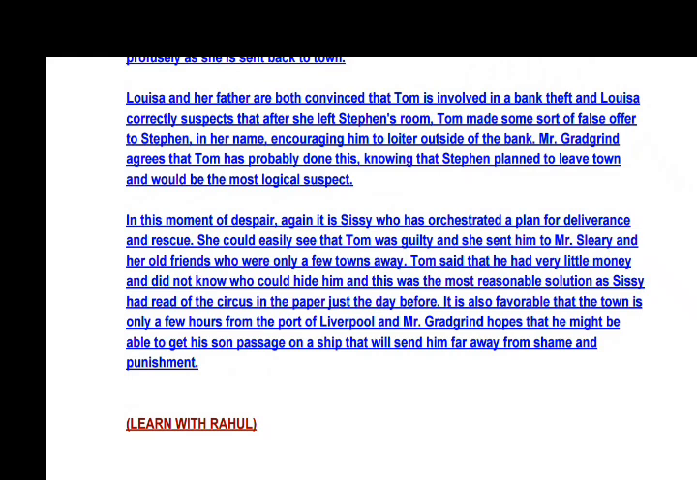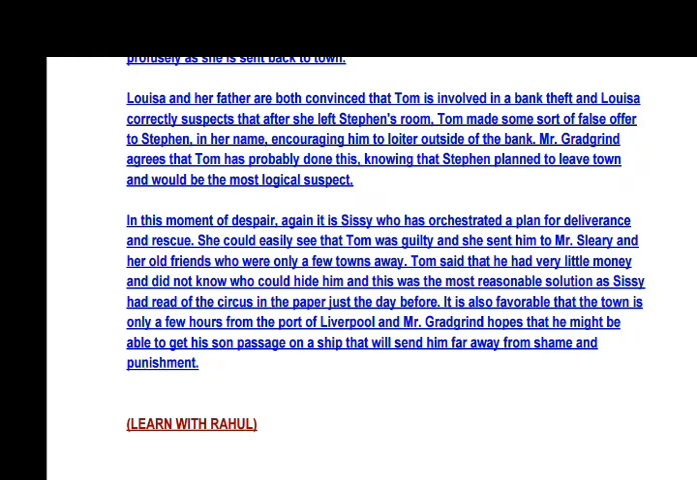a plan for deliverance and rescue. She could easily see that Tom was guilty and she sent him to Mr. Sleary and her old friends, who were only a few towns away. Tom said that he had very little money and he did not know who could hide him, and this was the most reasonable solution, as Sissy had read of the circus in the paper just a day before.